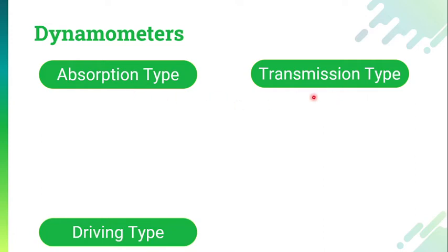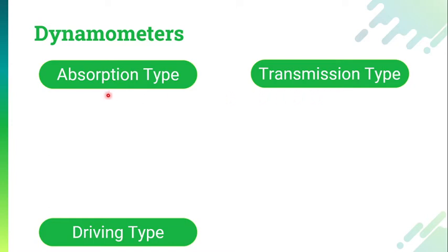In the transmission type dynamometer, the energy that is transmitted to the dynamometer for measurement purposes will not be wasted. That energy will be converted to another form using some useful mechanical or electrical systems. So basically energy will be transmitted from one form to another, and that form will be used in some work. It will not be wasted like heat.